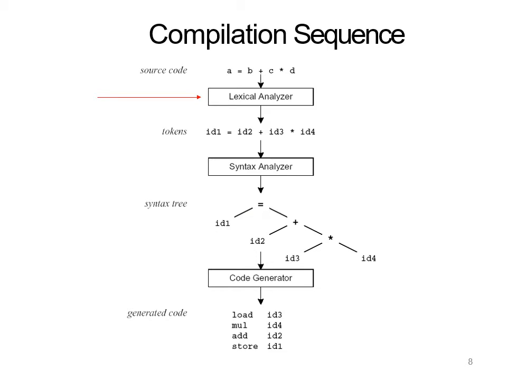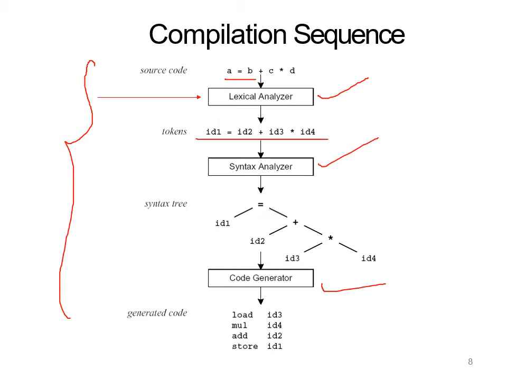Now this is the whole compilation process. The first phase of the compiler is lexical analysis, then syntax analysis, then code generation. This is a very short description. Now this is the source code: a is equal to b plus c into d. When this code goes to the lexical analyzer, it is converted into tokens. These are the tokens: identifier 1, identifier 2, identifier 3, and identifier 4. Now these tokens go to the syntax analyzer and are further converted into a syntax tree, and so on.